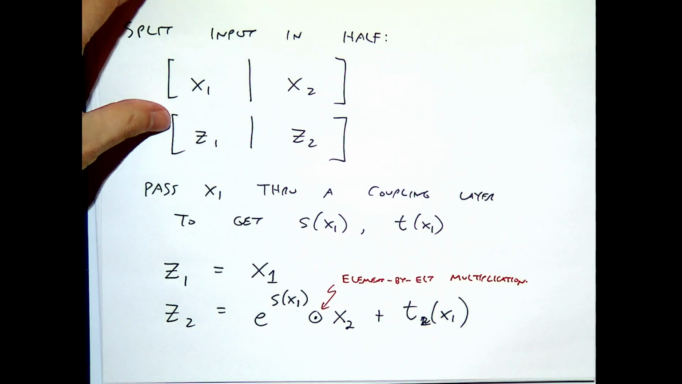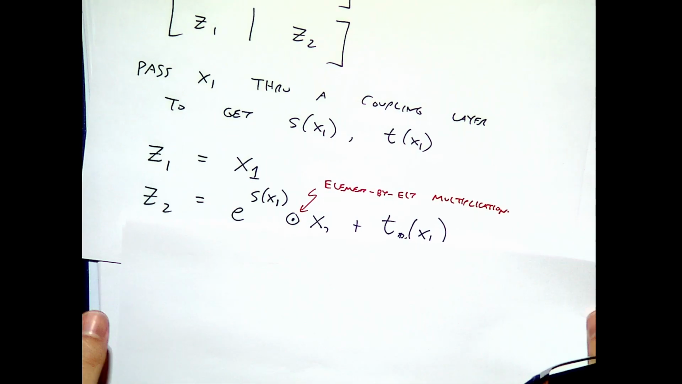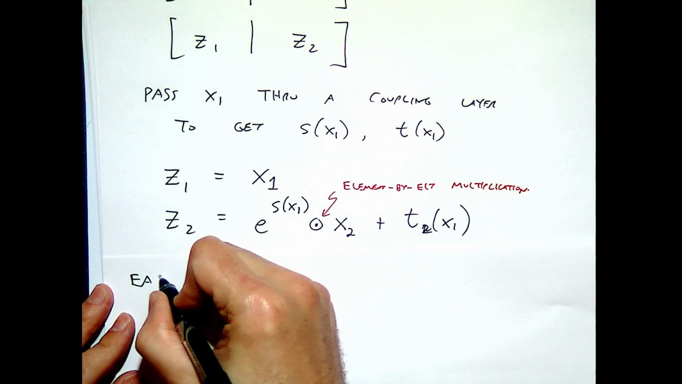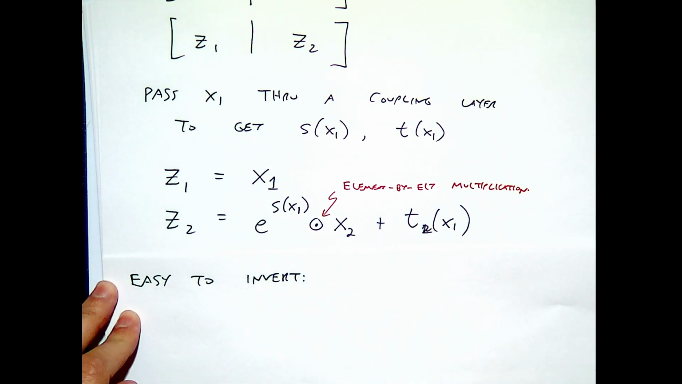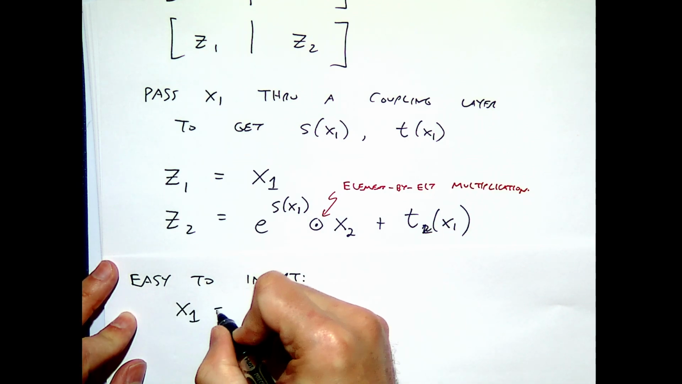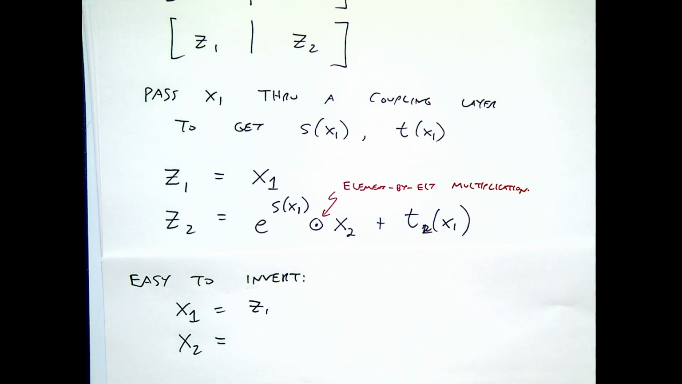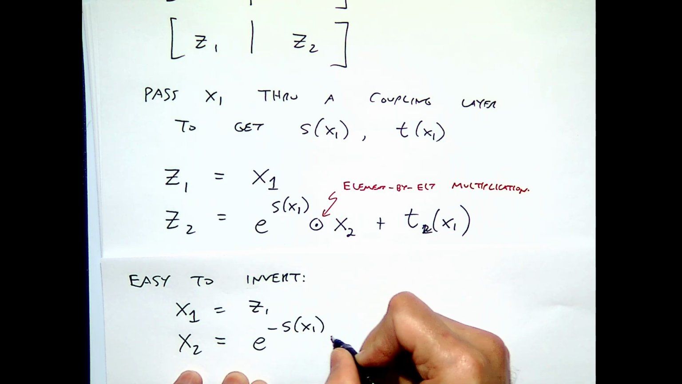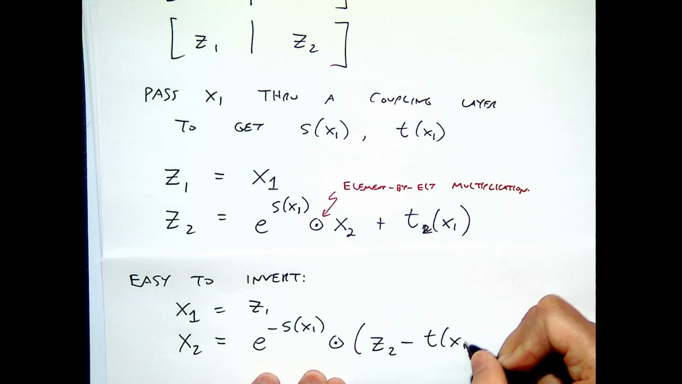And I can observe that this is easy to undo, right? So if I wanted to get back to x1, x2, this is easy to invert. That is, x1 is just z1. x2 is, I have to subtract off the translation, and then I have to do element by element manipulation the other way. So I take e to the minus s of x1 times z2 minus the translation.